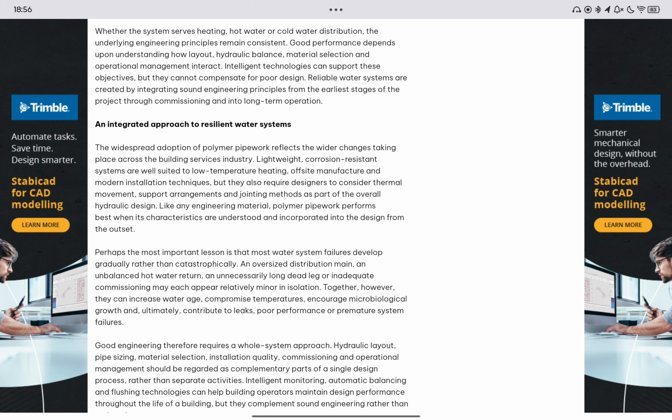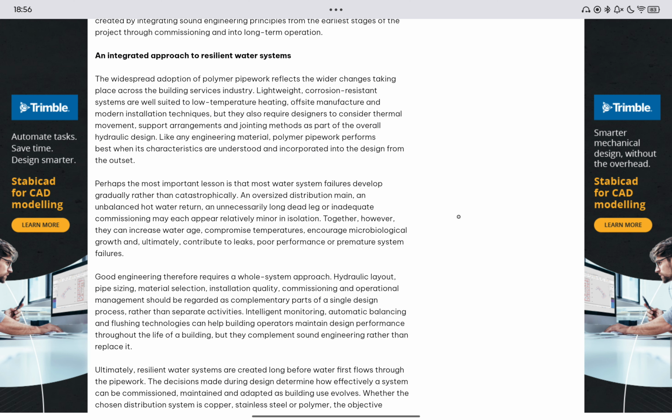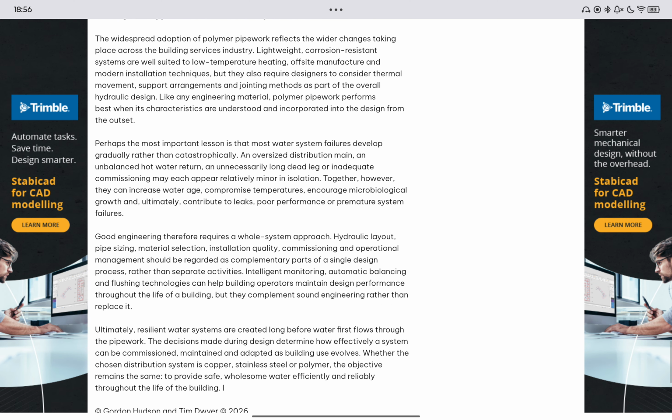The widespread adoption of polymer pipework reflects the wider changes taking place across the building services industry. Lightweight, corrosion-resistant systems are well suited to low-temperature heating, off-site manufacture and modern installation techniques, but they also require designers to consider thermal movement, support arrangements and jointing methods as part of the overall hydraulic design. Like any engineering material, polymer pipework performs best when its characteristics are understood and incorporated into the design from the outset.